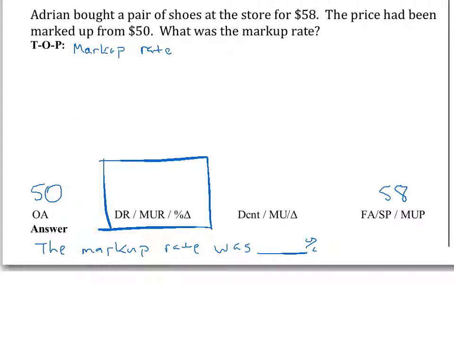So the question is, how do we figure out what my markup rate is? What do I need to do here? Yeah, I'm going to subtract 58 minus 50. And that's going to tell me how much they added to the price. How much did they add to the price? $8. Now, how can I figure out what my markup rate is? Write an equation. 50 times R is equal to 8. Divide both sides by 50.